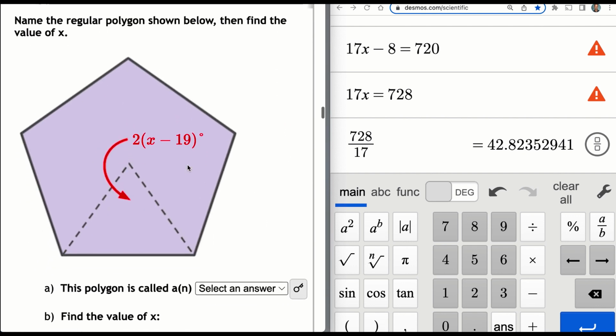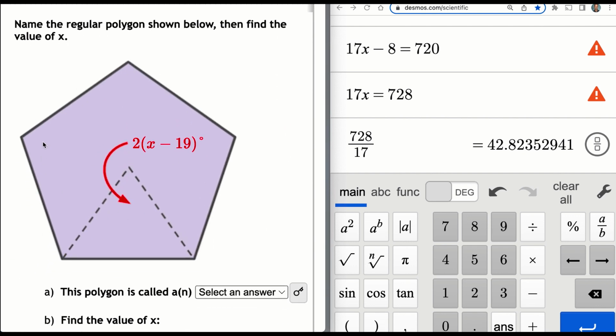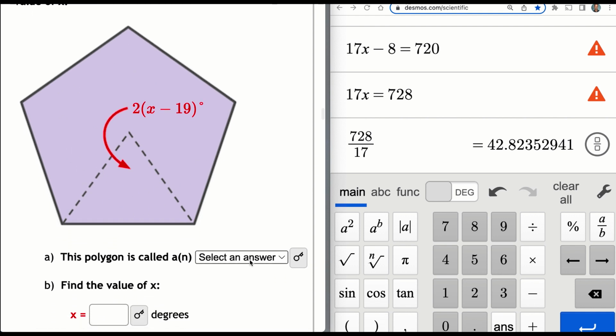Hopefully that helped. Now the next question. This is looking at a central angle of a pentagon. Pentagon meaning it has 5 sides. If you're asked, first of all, what this is called, we'll say it's a pentagon.